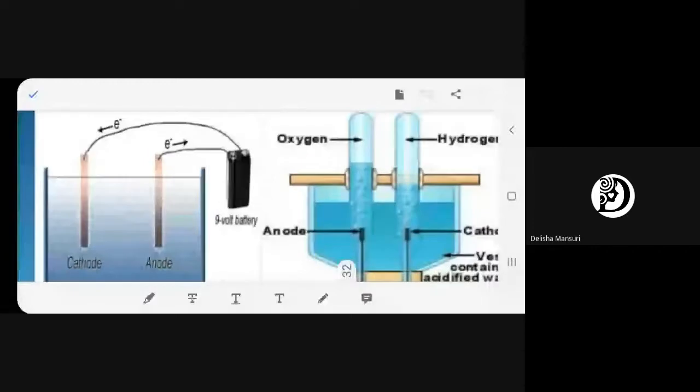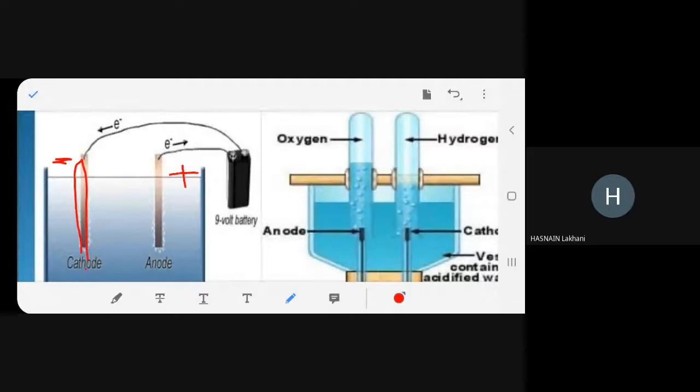You can see here, electric current is passing. Now, this is one electrode, the cathode, so it is negative. This is the anode, this is positive. With the help of a battery, I am passing the electricity through the solution. Now, this solution is called the electrolyte. What is this solution? Electrolyte. All of you agree? Okay, this is water.